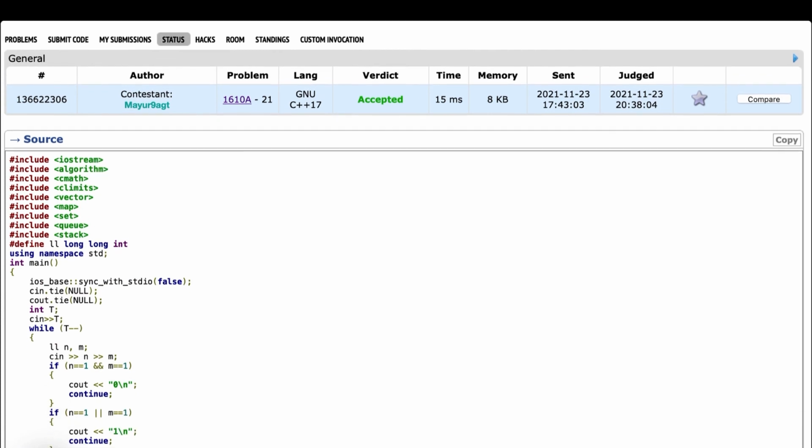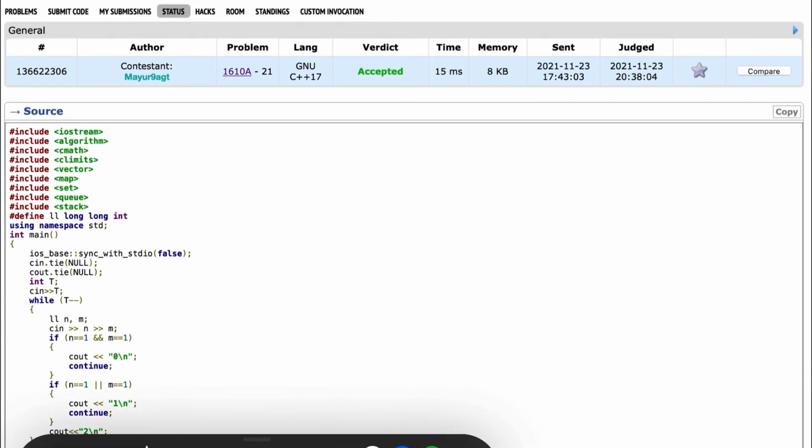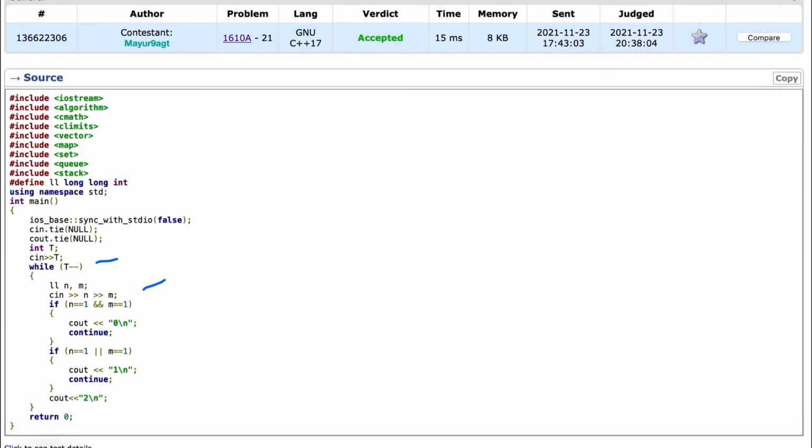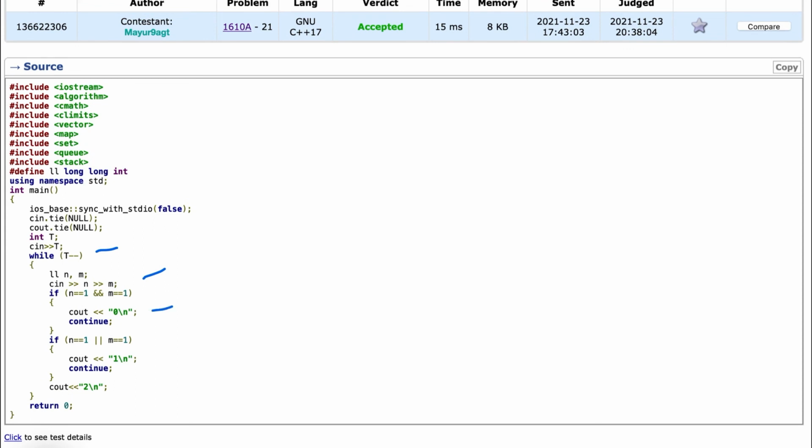And so here is the code. I have taken t, the number of test cases, and then I have taken the input n and m. If both are 1, the answer is 0. If any of them is 1, then the answer will be 1. In other cases, it will be 2. So that is a simple explanation for this.